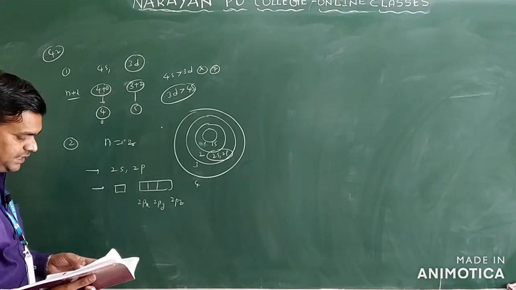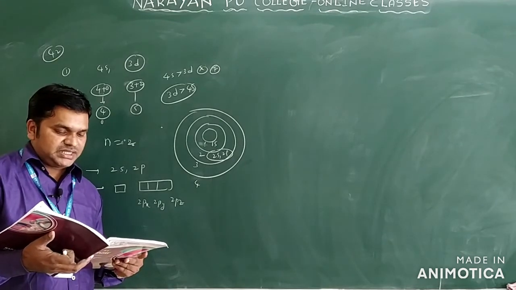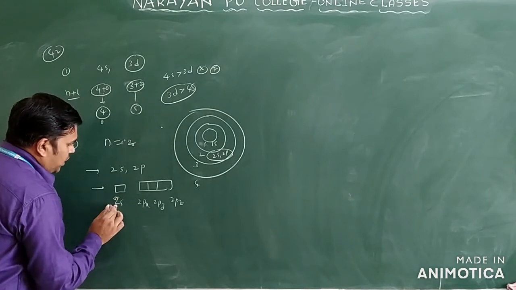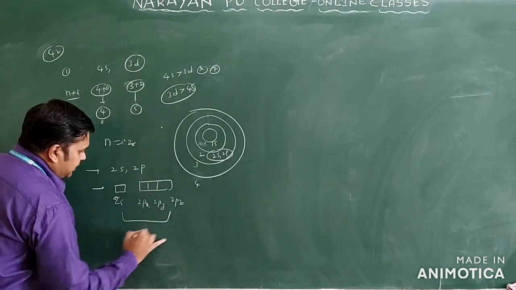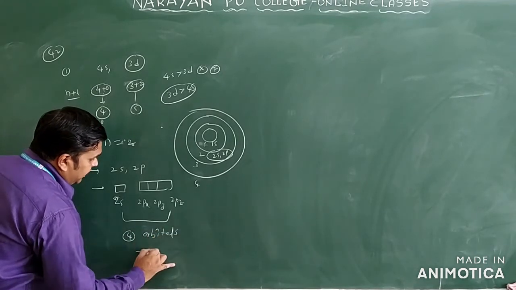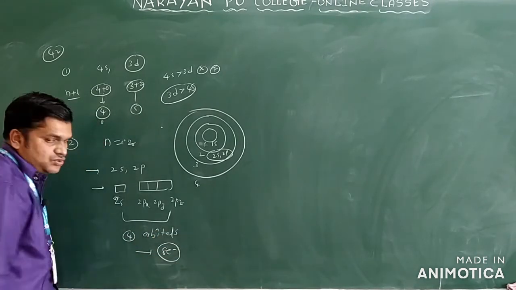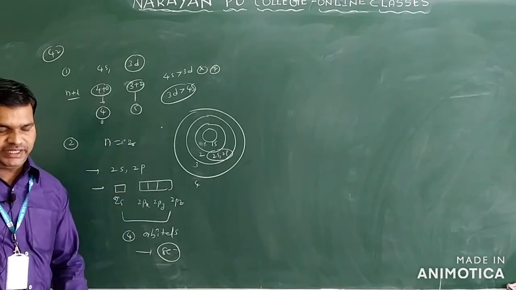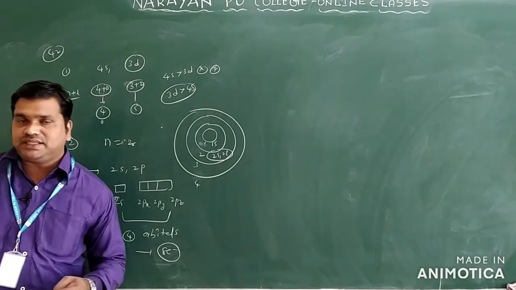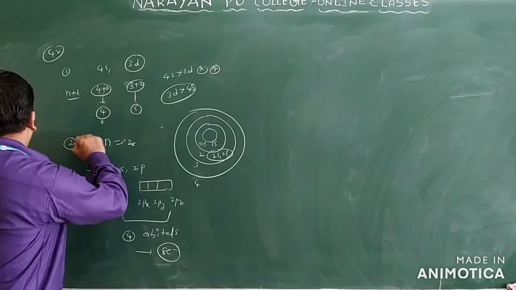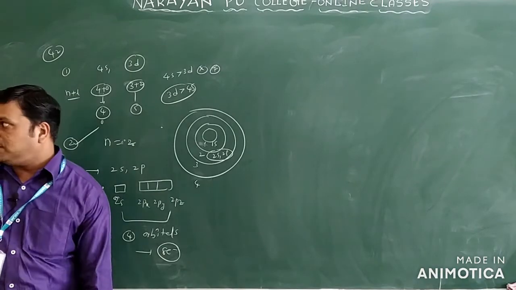What is the question asking here? The second principal energy level can have 4 orbitals? Yes. This is 2s, then 2p: 1, 2, 3, 4. 4 orbitals are there. How many electrons do 4 orbitals contain? 8 electrons only. So can I say this is right? Yes. So what is the answer for question 42? Option 2 is the right answer.